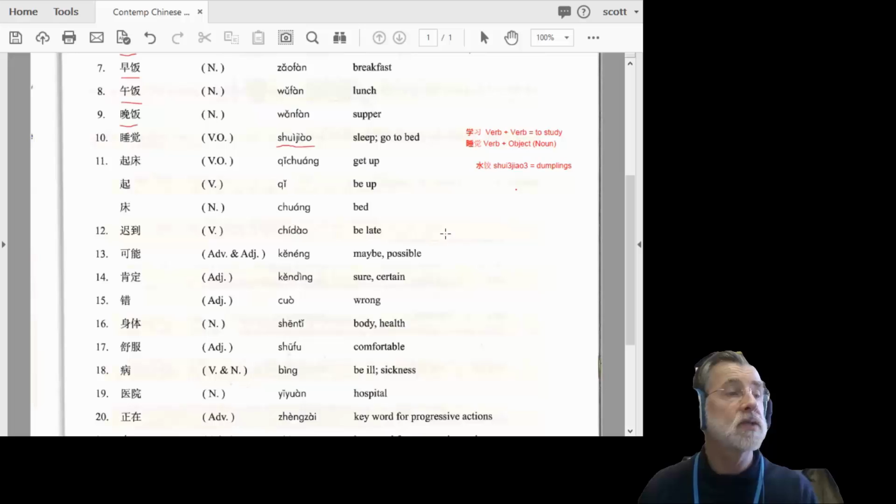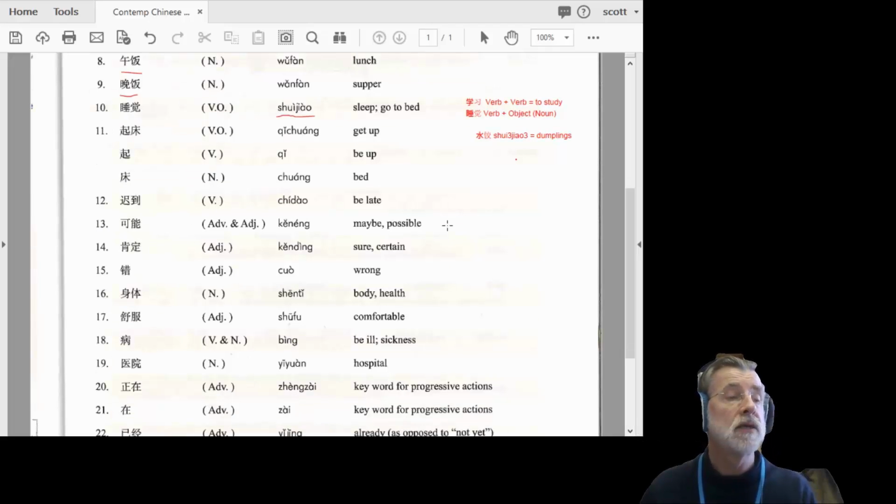Okay, the next one is the verb to be late. 迟到. And this is a verb plus verb combination. 迟 meaning to be late, and 到 meaning to arrive. So to be late, and generally it means, for example, if you're going to class, 上课, it would be polite to say, 老师对不起，我迟到了. So apologizing to the teacher, saying, I'm sorry, teacher, I am late.